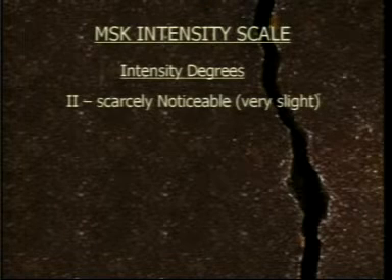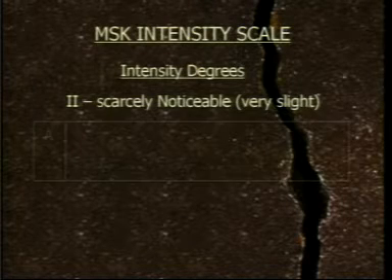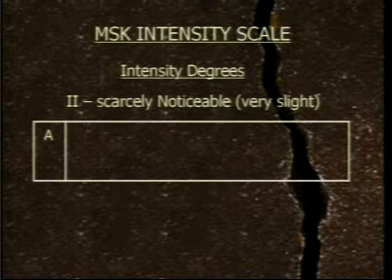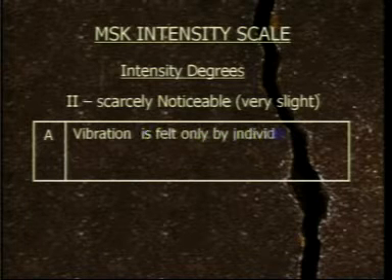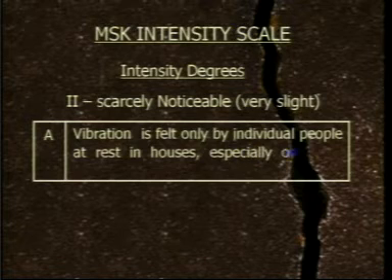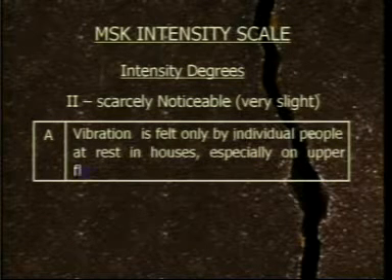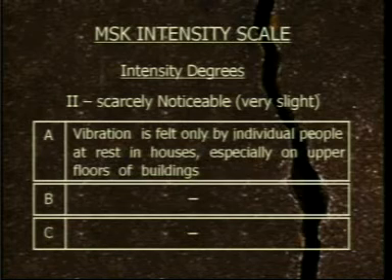Now, let us see intensity 2. In this, it is defined as the intensity which is very slight. The A part, that is the persons and surroundings, consists of vibration felt only by individual people at rest in houses, especially on upper floors of buildings, and there are no effects on B and C.